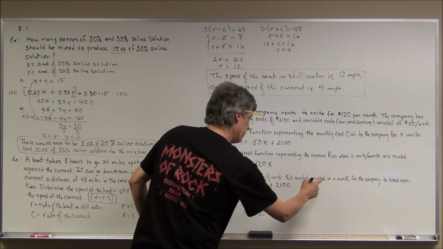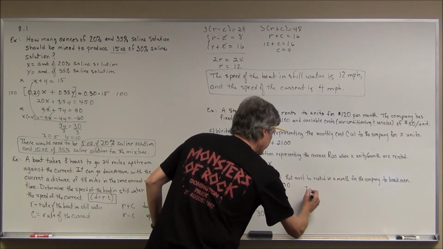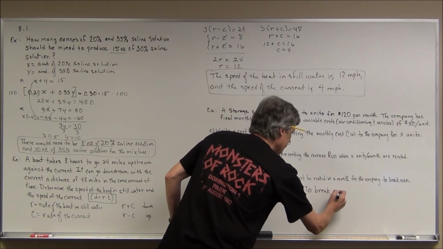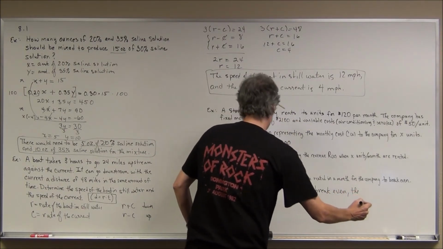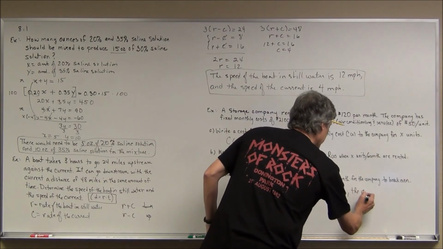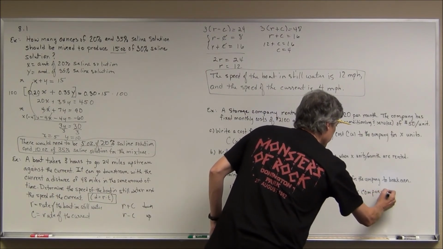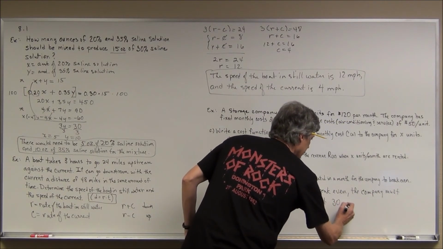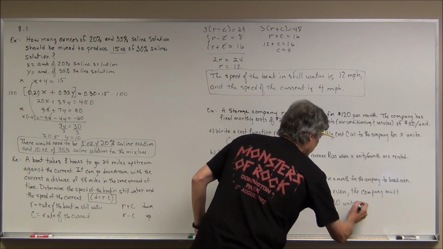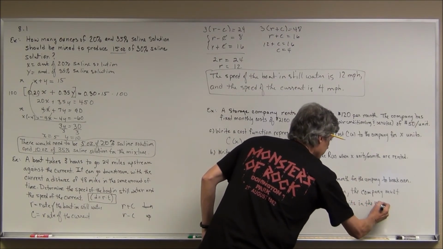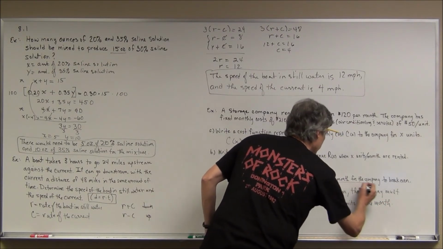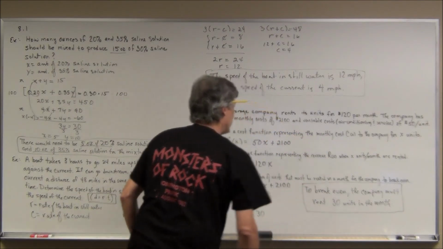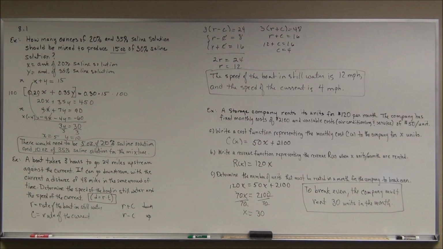So the number of units that must be rented for the company to break even. To break even, the company must rent 30 units in the month. All right. Now those are not the only kinds of application problems that you can have. They're just some of the types that you see most common in some of the more classic problems of algebra.